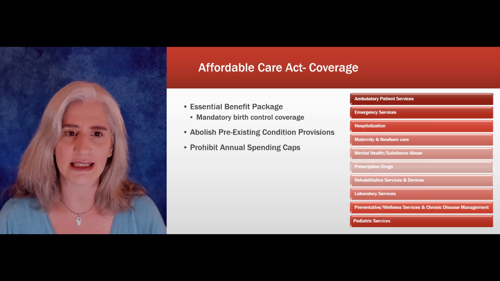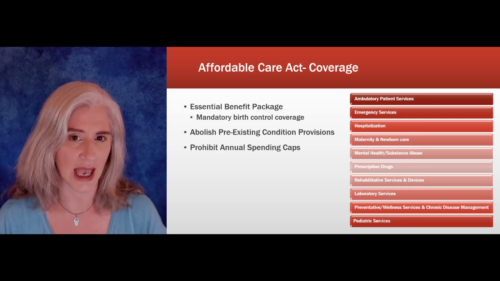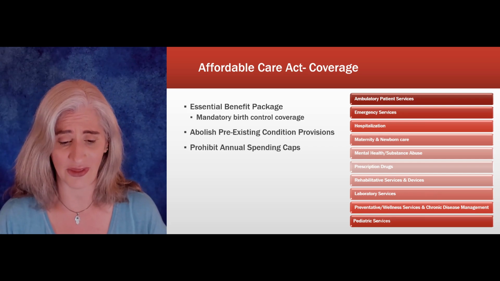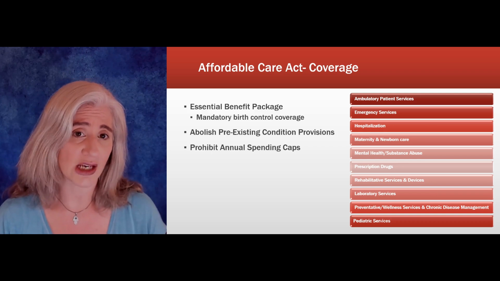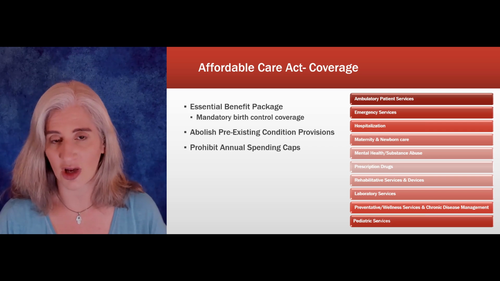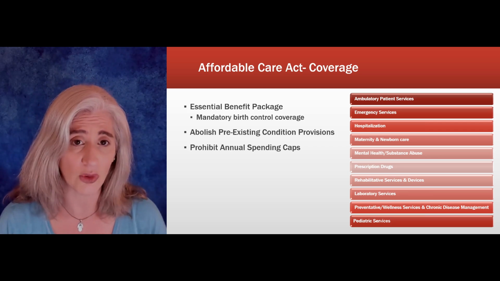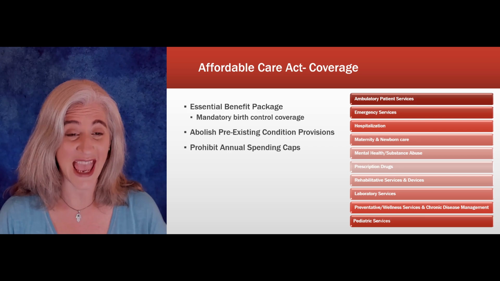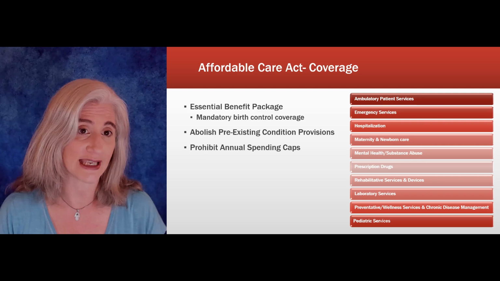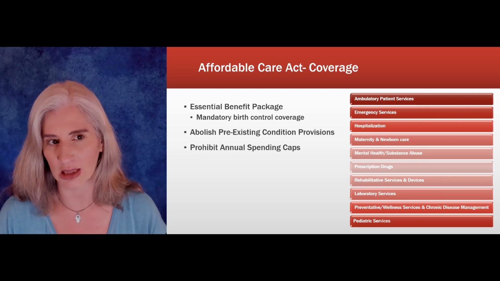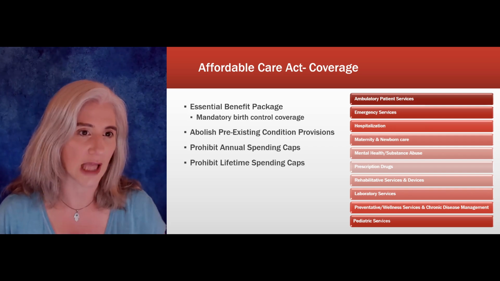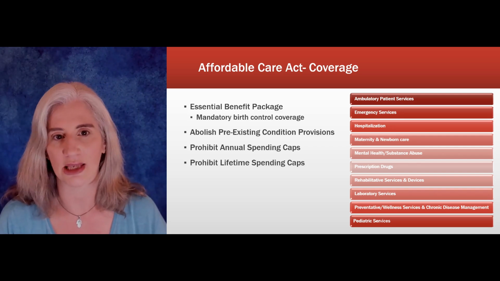Another thing it did was prohibit annual spending caps. This is huge. If you have a child who is born premature, you could spend hundreds of thousands of dollars in those first several months of life. And that might hit a spending cap. You could never spend any more with your insurance policy on that child, unless you switched to another policy. So it got rid of those lifetime spending caps as well as the yearly ones.